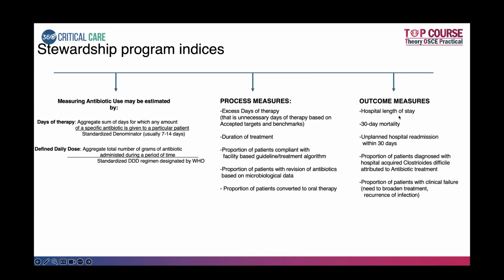Then outcome measures. Hospital length of stay, 30-day mortality, unplanned hospital admission within 30 days, proportion of patients diagnosed with C. difficile infection attributed to antibiotic treatment, and proportion of patients with clinical failure, that is need to broaden treatment or recurrence of infection. So these are the outcome measures. So here you have 5 process measures and 5 outcome measures and 2 measures to assess antimicrobial usage.